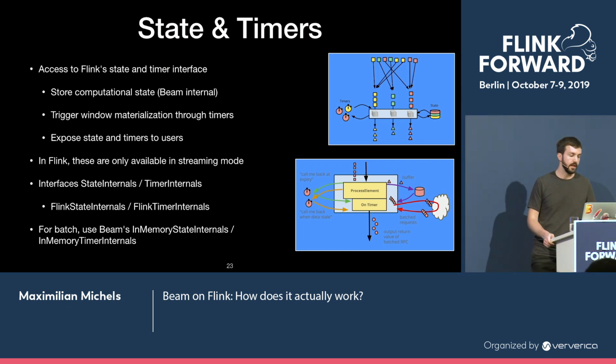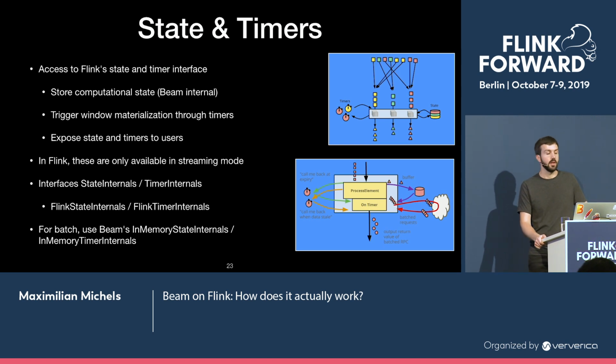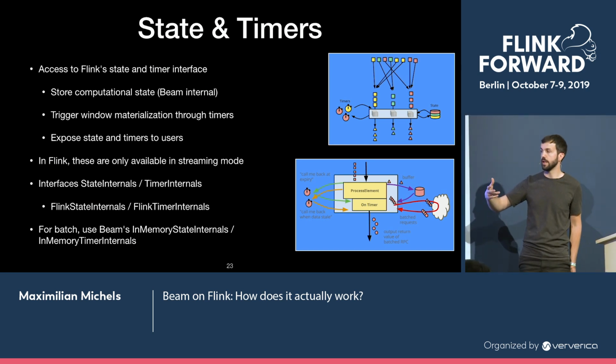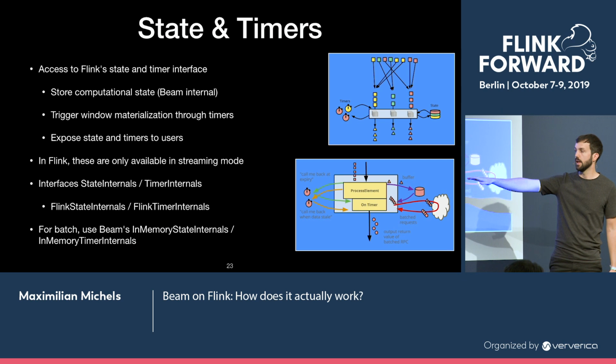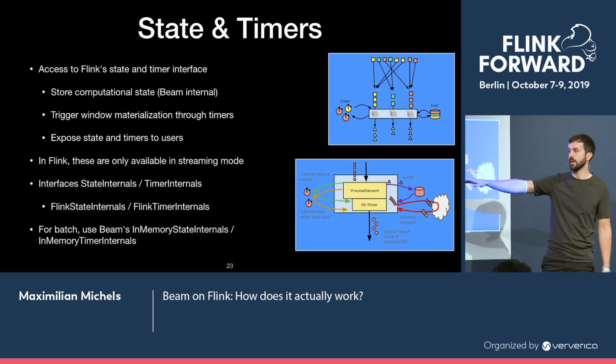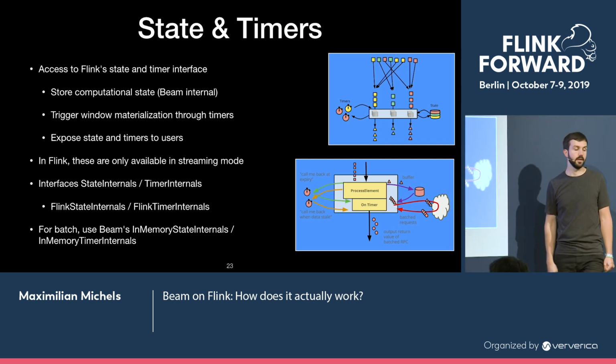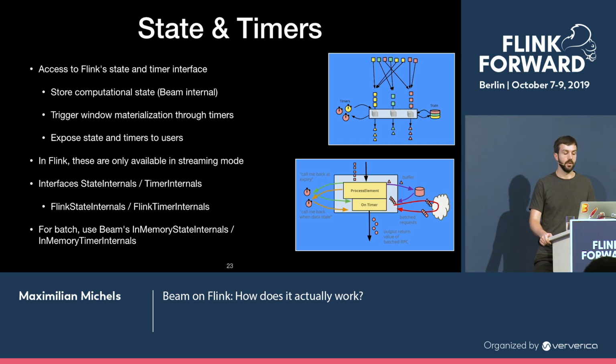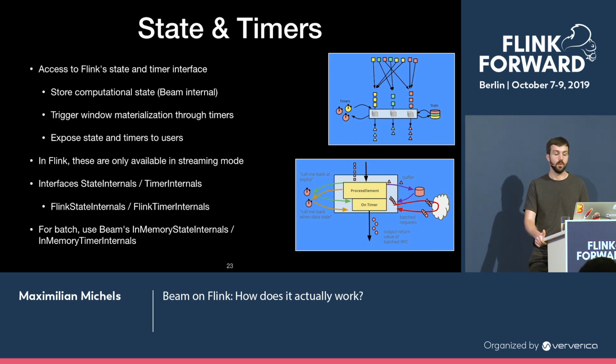For batch, it's a bit different, again, because we have the opportunity to read all the data for a particular key. So we can just process all the data and use the in-memory state internals and in-memory timer internals that Beam has, because the state API and timer API does not exist for the Flink batch API.